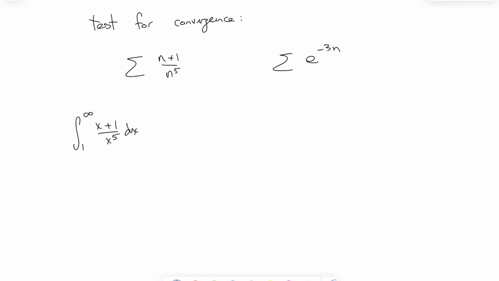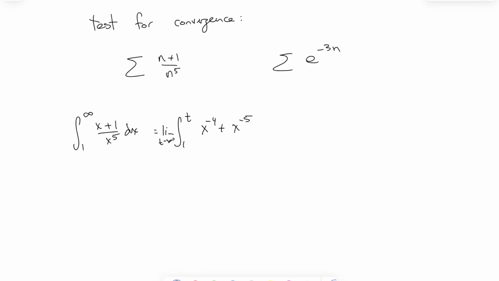All right, let's talk about them. So the first one here, you should do the integral. This is a slightly weird integral, but if you write it as x to the minus 5 and then distribute, or you can think of it as breaking up the fraction in some other way, this ends up being x to the minus 4 plus x to the minus 5, right?